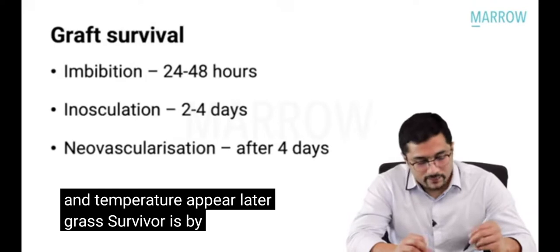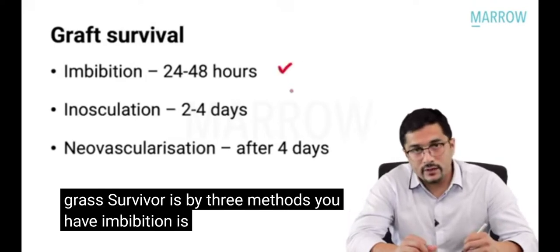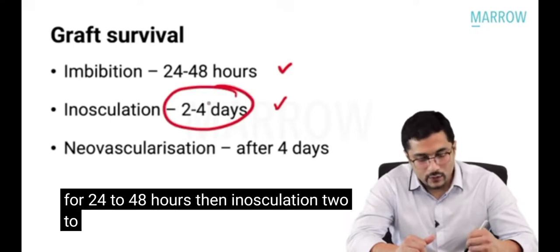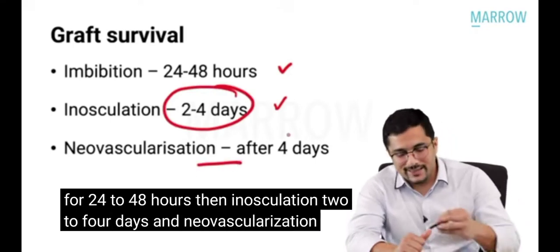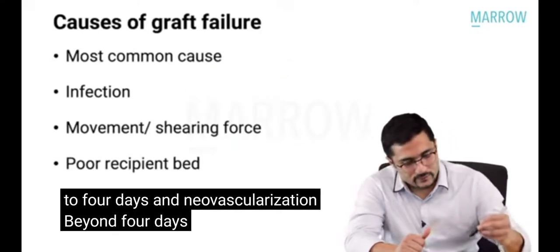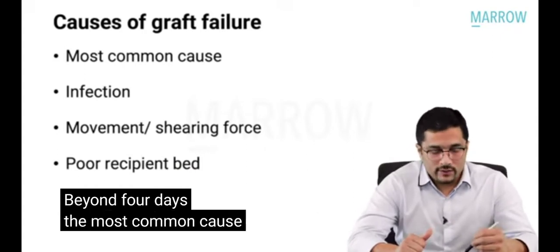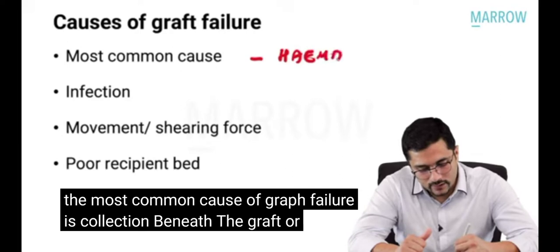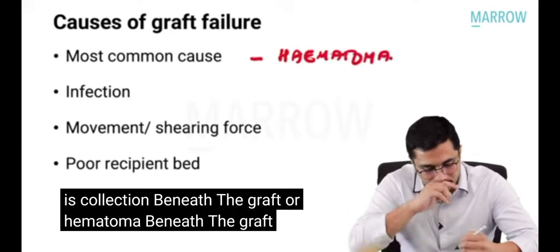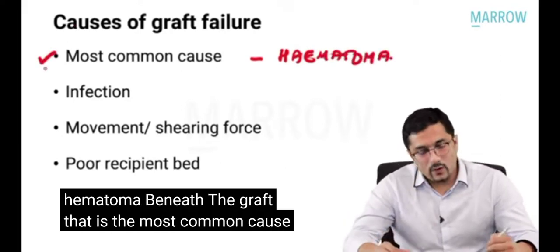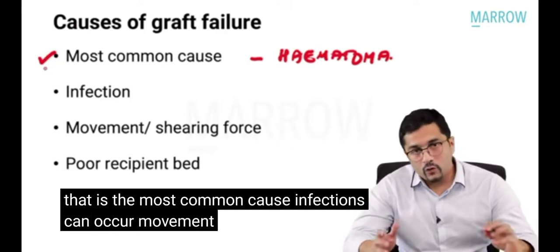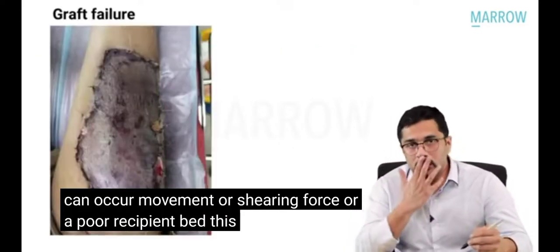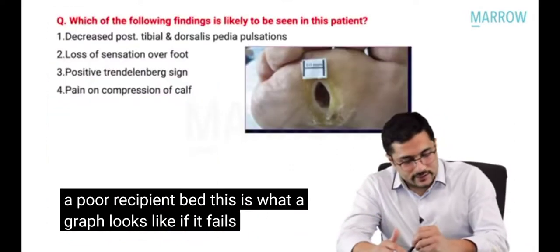Graft survival is by 3 methods. Imbibition is the first, which lasts for 24 to 48 hours, then inosculation at 2 to 4 days, and neovascularization beyond 4 days. The most common cause of graft failure is collection beneath the graft, or hematoma beneath the graft. That is the most common cause. Infections can occur, as can movement or shearing force, or a poor recipient bed. This is what a graft looks like if it fails.